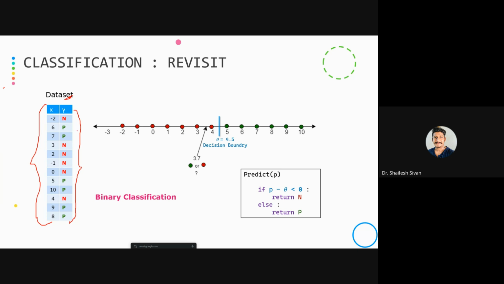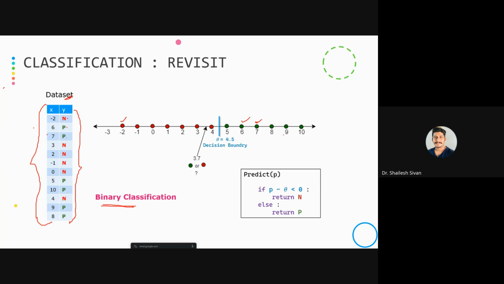Our need is to build a classifier in such a way that on getting a new point, you have to tell me whether that point is negative or positive, right? That is the task. And this particular data set has only two different classes, which is why it is called a binary classification problem. On visualizing my data, -2 is negative, 6 is positive, 7 is positive. All the positives are represented using green and all the negatives are represented using red.